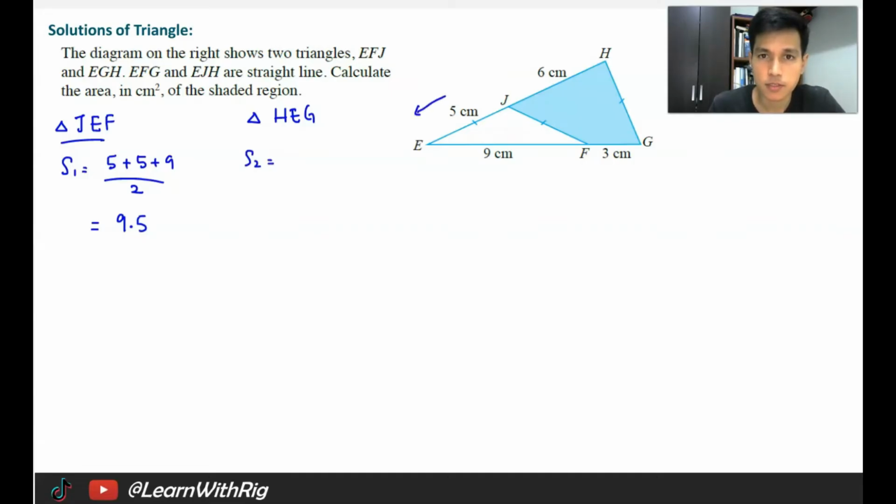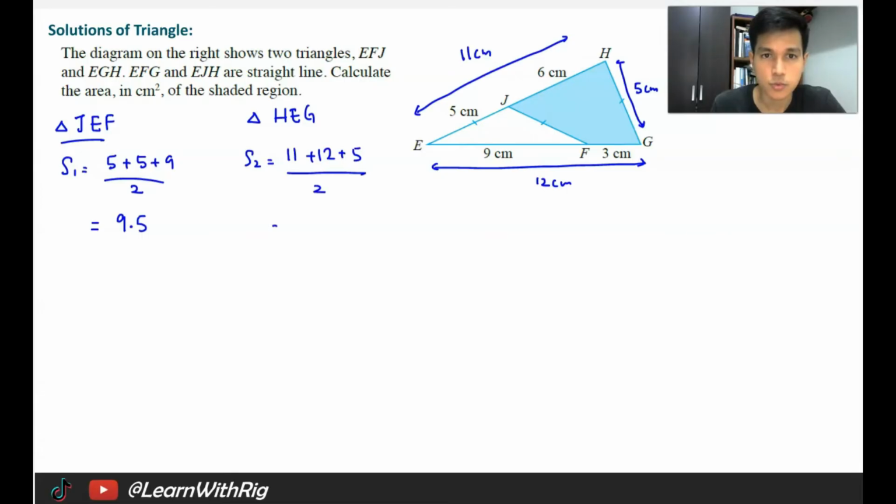So here, let's count. Here the total length is 11 cm. Here the total length is 12 cm. Here would be 5 cm. So it's equivalent to 11 plus 12 plus 5, divided by 2. So your answer here should be 14. Okay, so now you can find the area.